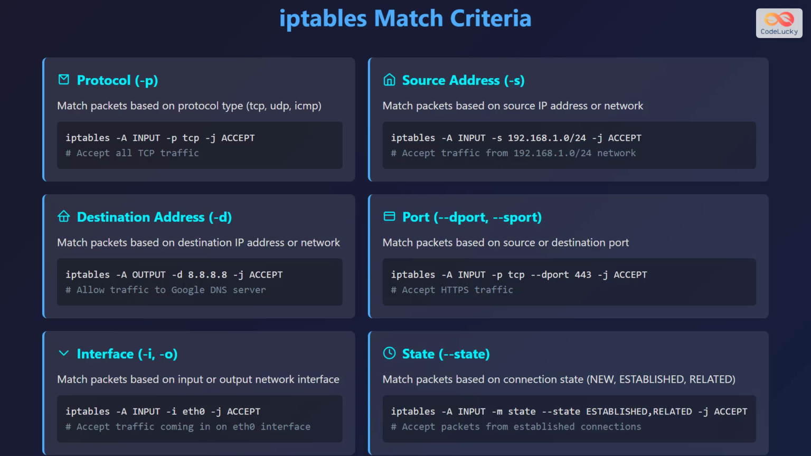interface. Finally, state, specified with --state, matches packets based on connection state such as NEW, ESTABLISHED, or RELATED. For example, iptables -A INPUT -m state --state ESTABLISHED,RELATED -j ACCEPT accepts packets from established connections.